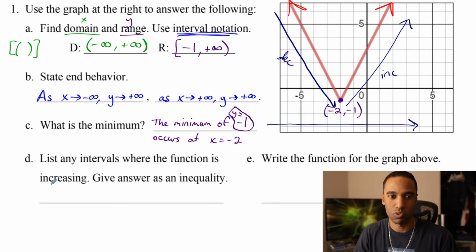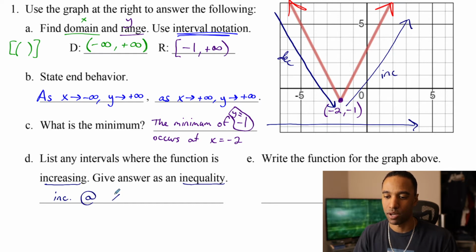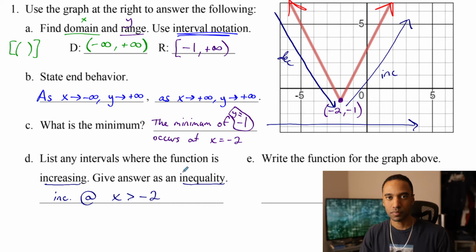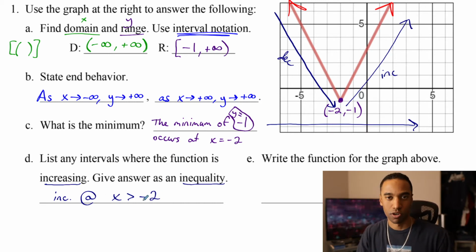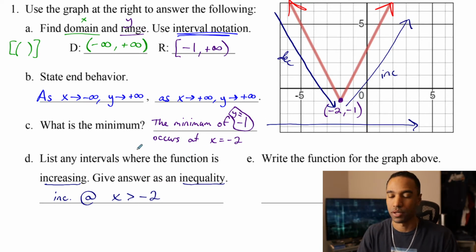So to answer the question, where is it increasing, give as an inequality. That's any time after x equals -2. That means it's increasing at any point where x is greater than -2. Okay? That is the interval for which that occurs. Anything after x equals -2, your graph is going up, and it continues going up at that point.